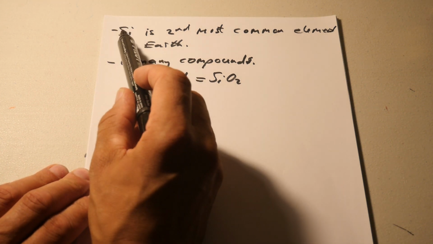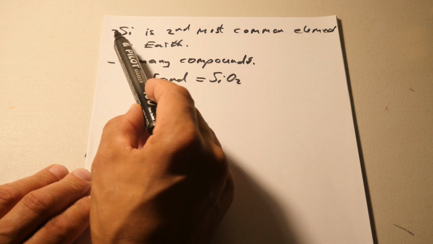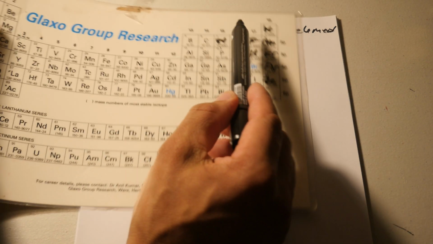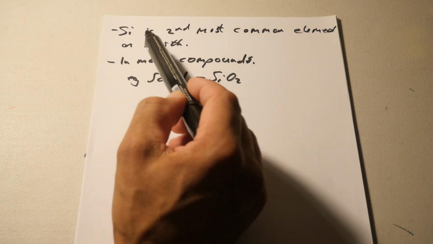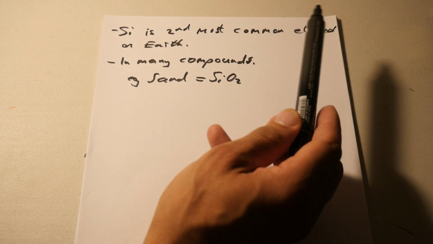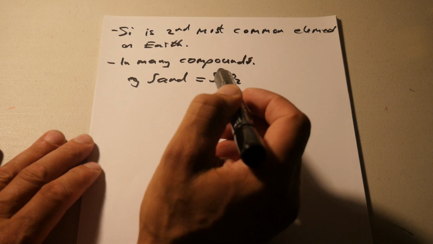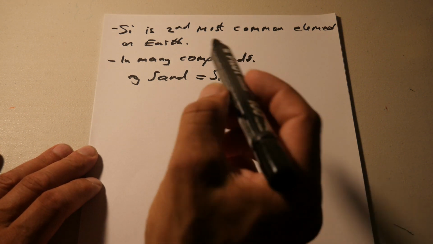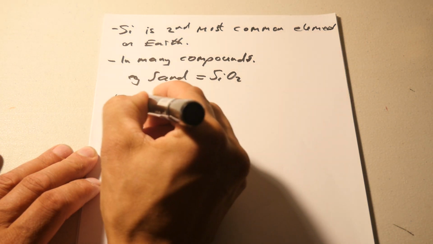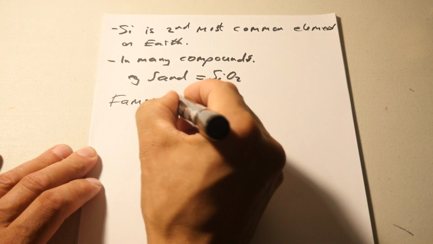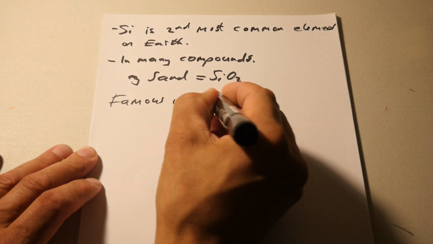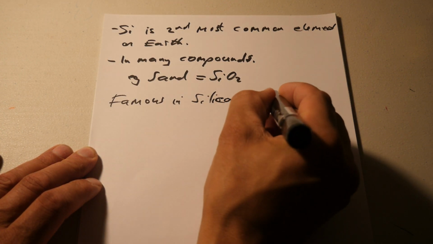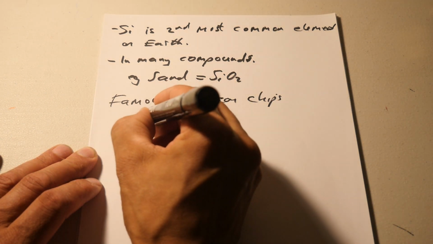So the element, in the periodic table, in the fourth group, elements carbon and silicon. Silicon is the second most common element on Earth. It occurs in many compounds, for example sand, which is silicon dioxide. It's famous in silicon chips, in electronics.